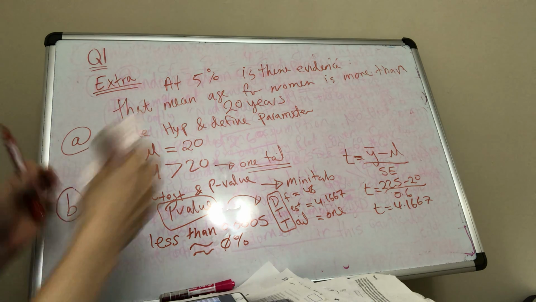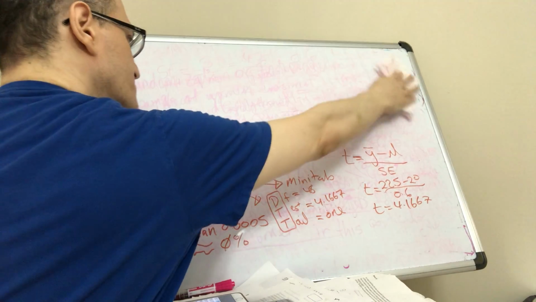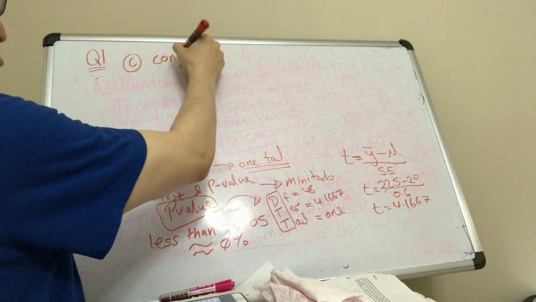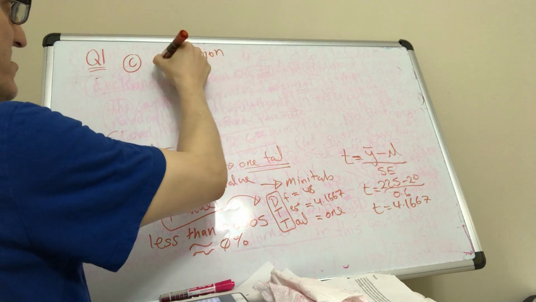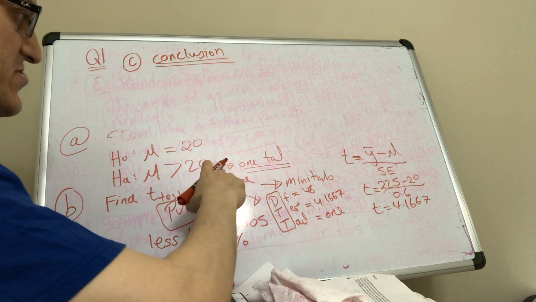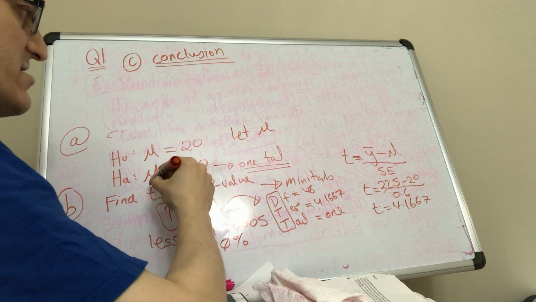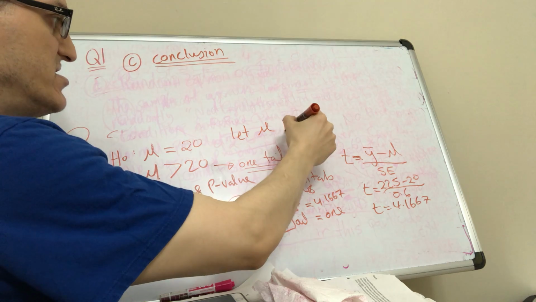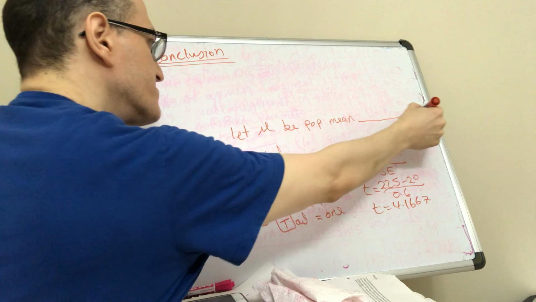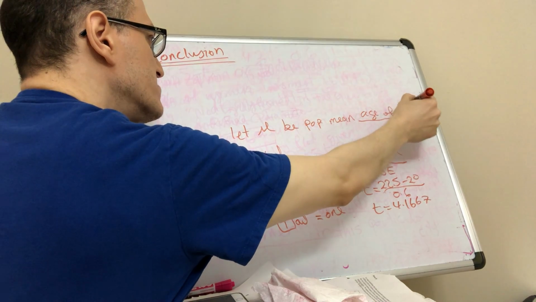And then finally, you talk about the conclusion. Before I talk about the conclusion, I forgot to define the parameter. So to define the parameter, you say let mu be the population mean age of first marriage.